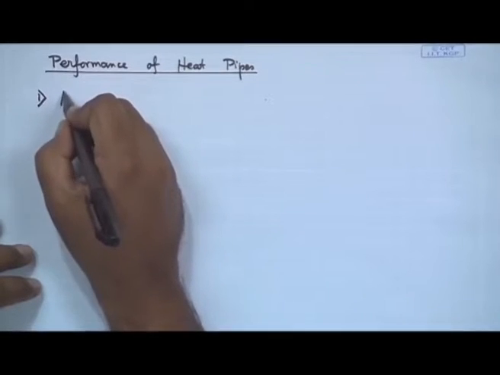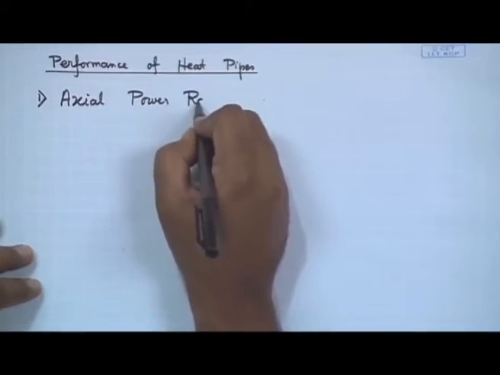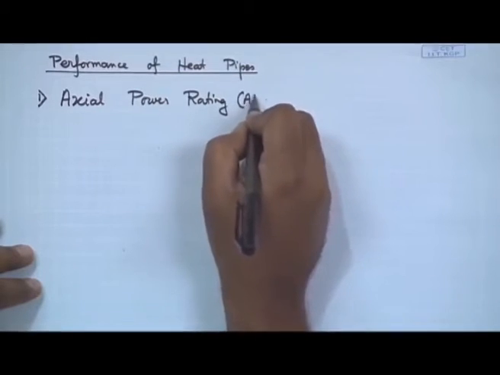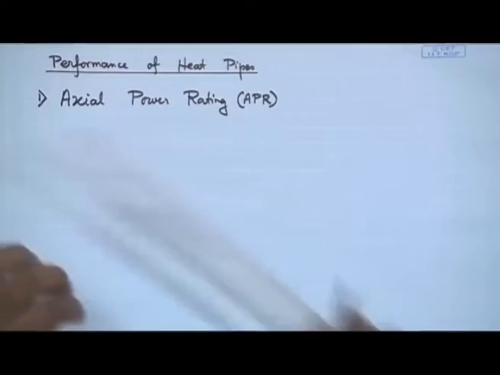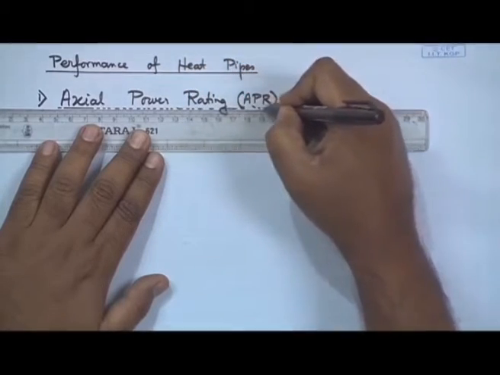What we are going to talk about here is called axial power rating, or we will many a times refer to it as APR. What is an APR? Axial power rating tries to quantify the maximum amount of heat. Is there a limit to the maximum heat that the heat pipe can conduct from its evaporator end to the condenser end? If we have to quantify that, what all do we have to do?